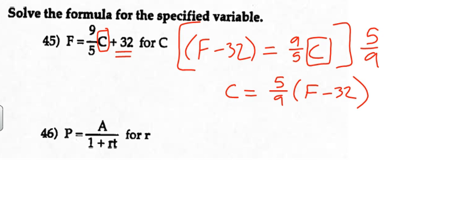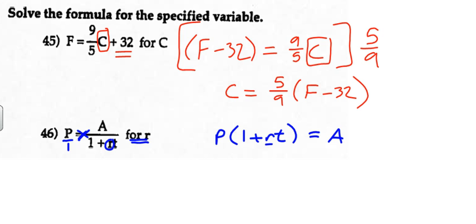The next problem appears to be a little bit more tricky. This one says for r, and it's not in a great location. I'm going to make this into a fraction and just think of this like a cross multiplication question. So I'm going to begin by just multiplying these two terms together. I get p times the quantity 1 plus little r little t, and multiply this way as well as this way, which gives me a on the right side of my equation.